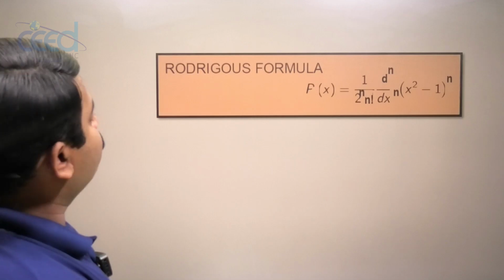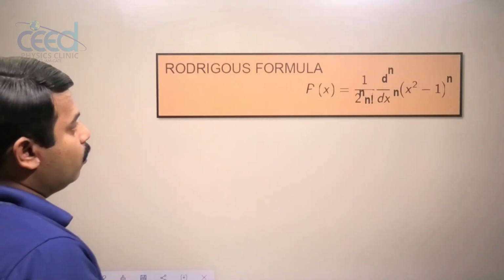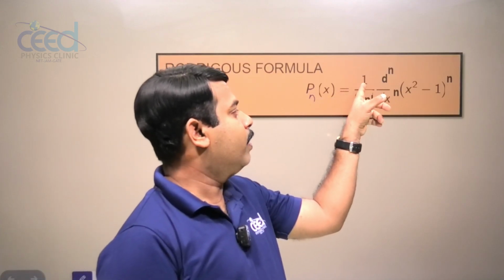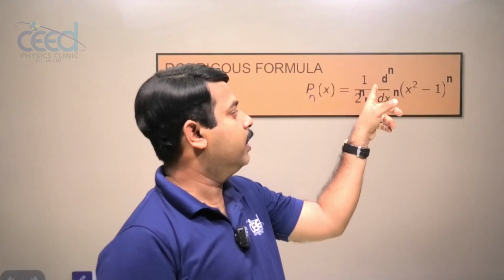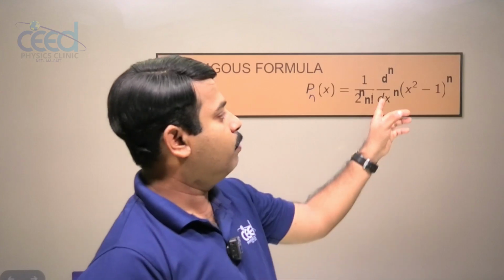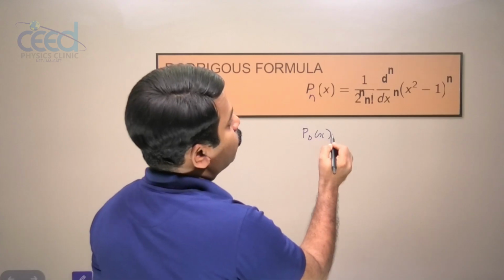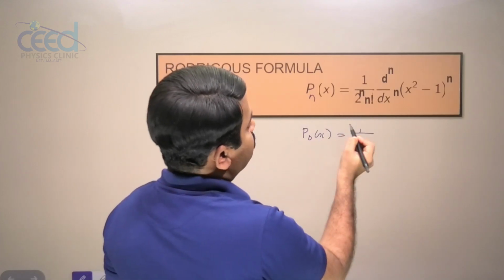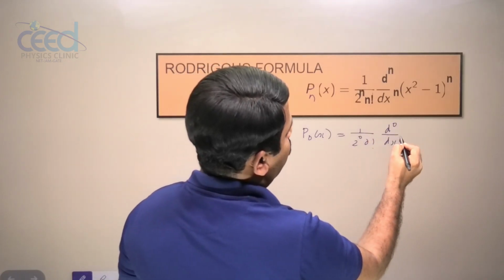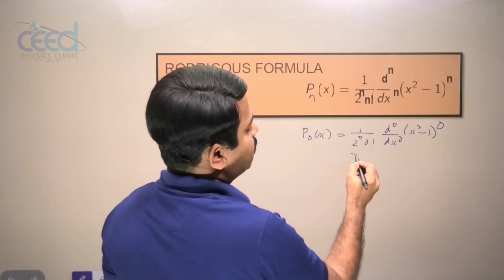Now the Rodrigues formula, that means you can write Pn of x is equal to 1 by 2 raised to n, n factorial, d raised to n by dx raised to n of x square minus 1 whole raised to n, right. So to find p0 of x, put n is equal to 0, then 2 raised to 0, 0 factorial, d raised to 0 by dx raised to 0 into x square minus 1 whole raised to 0, means everything is 0, that means this is 1.